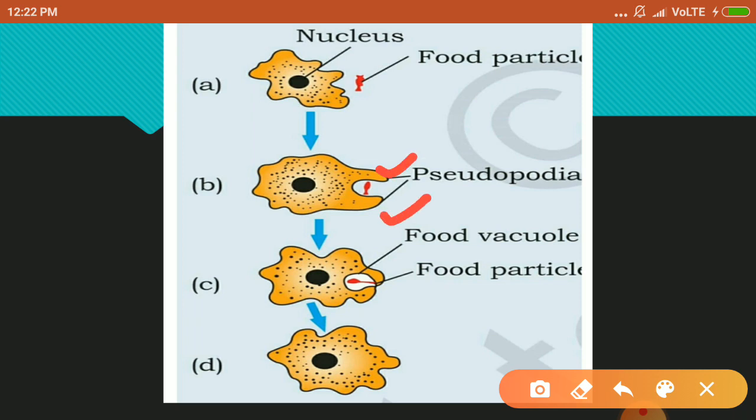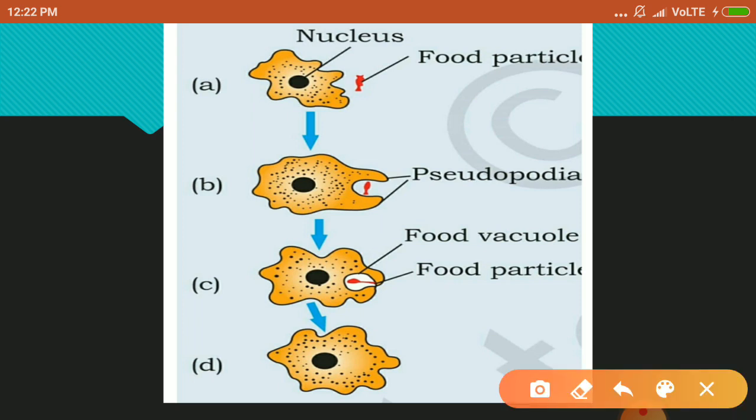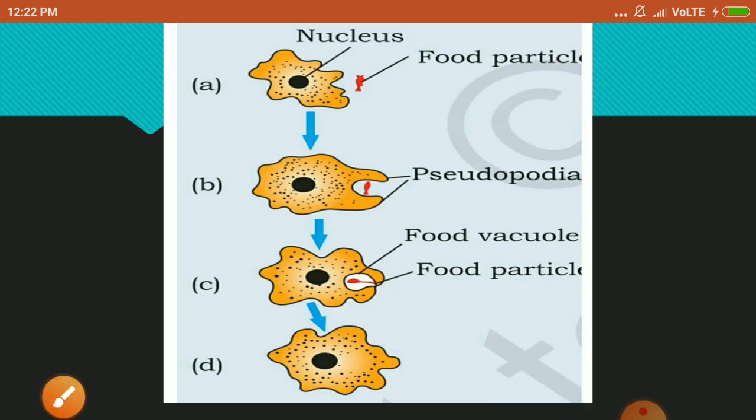These extensions are called pseudopodia, which fuse over the food particle, forming a food vacuole. It fuses over like this and forms a food vacuole. Inside the food vacuole, complex substances are broken down into simpler ones, which then diffuse into the cytoplasm for assimilation. The remaining undigested material is moved to the surface of the cell and thrown out by the process of egestion. Thus, nutrition takes place in the amoeba.